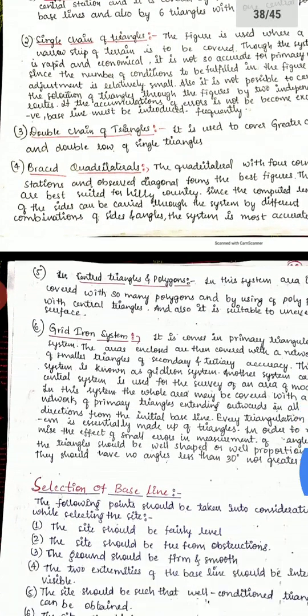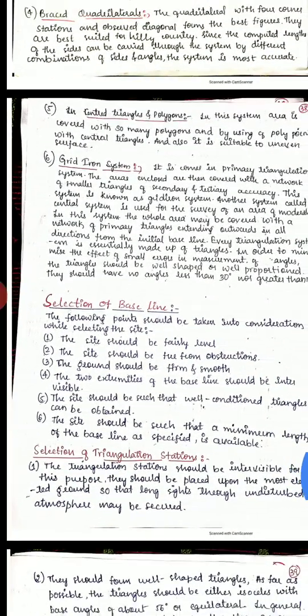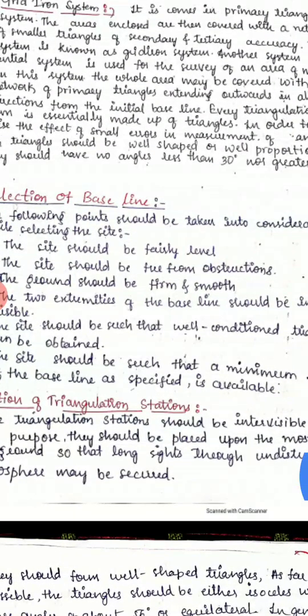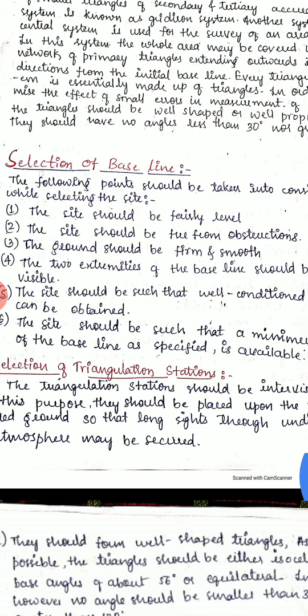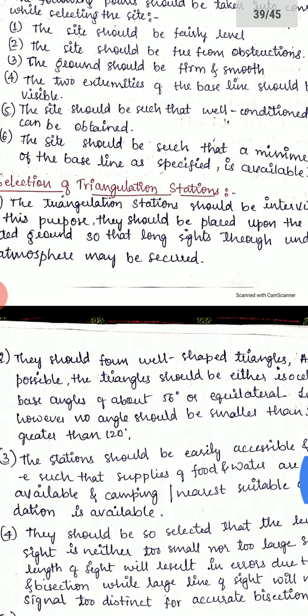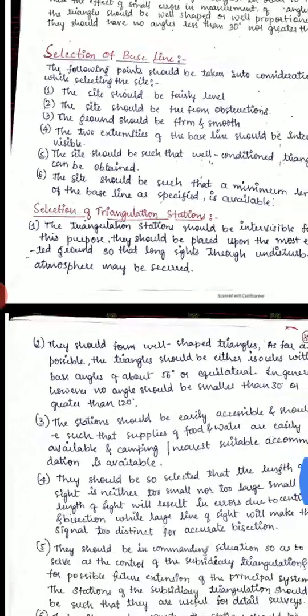The baseline should be fairly level at the site. The site should be free from obstruction. The ground should be firm and smooth. The two extremities of the baseline should be intervisible. The size should be such that well conditioned triangles can be obtained, and the length of the baseline should be as short as possible. What we specify in the specification, that much range is available.